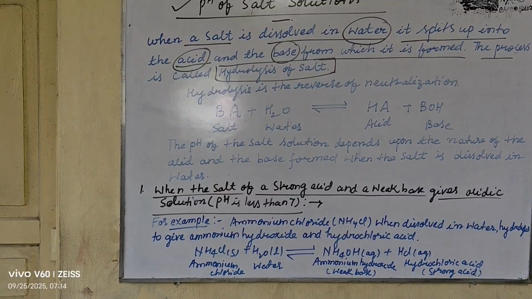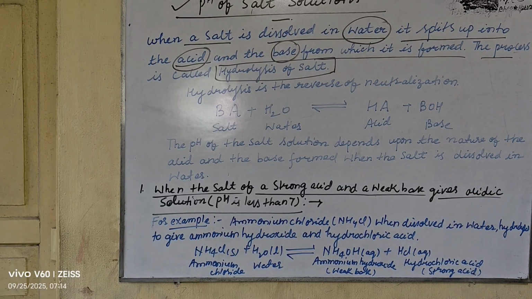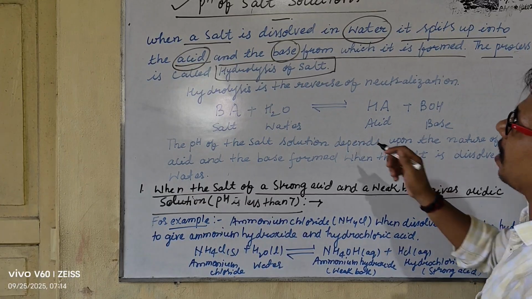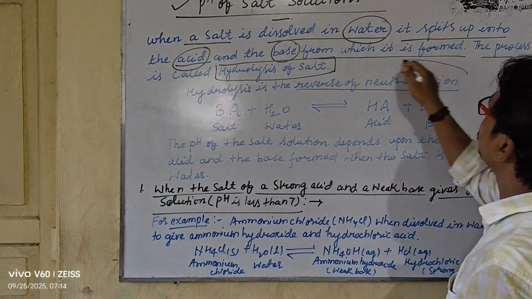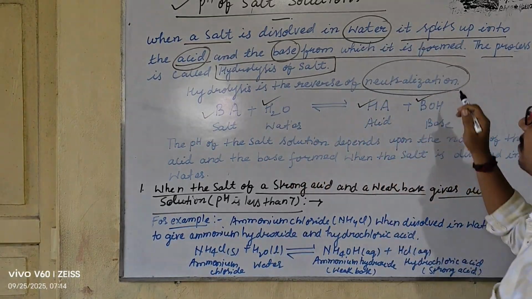So, when a salt is dissolved in water, it splits up into the acid and the base from which it is formed. The process is called hydrolysis of salt. Hydrolysis is the reverse of neutralization: salt plus water gives acid plus base.